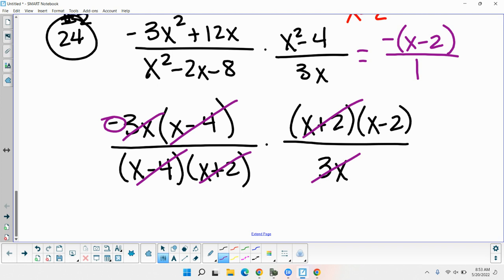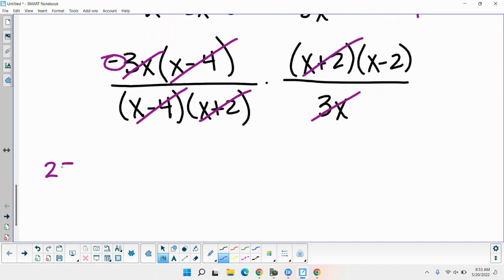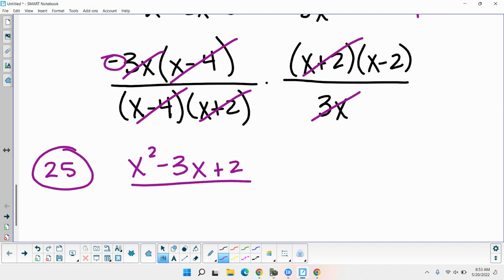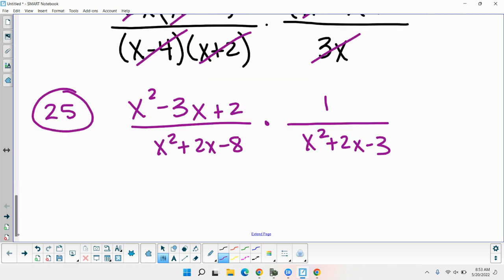All right, number 25. I turned it into multiplication. Division is multiplying by the reciprocal. So here's how I would write it down. This would be 1 over x squared plus 2x minus 3, right? Because it was division, but we're changing it to multiplying by the reciprocal, okay?